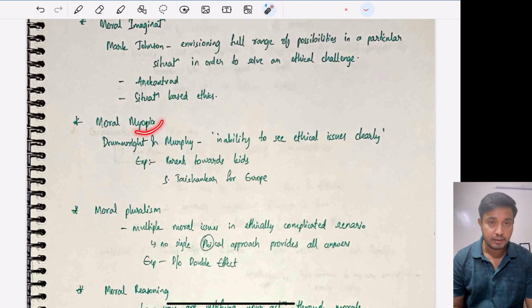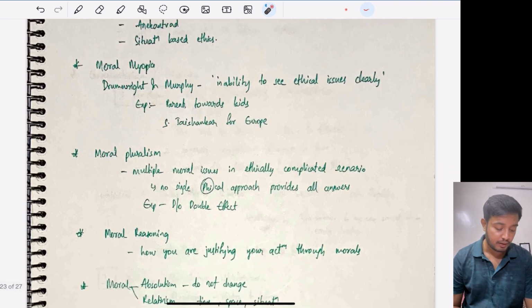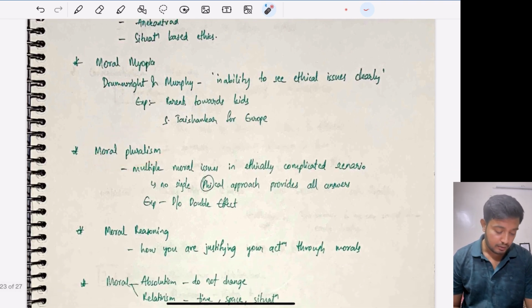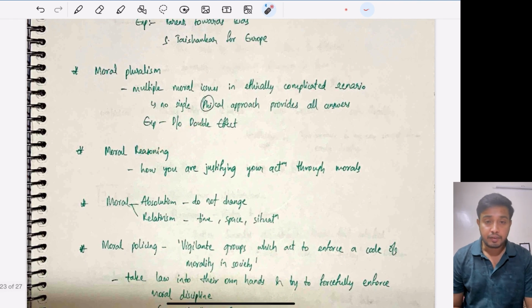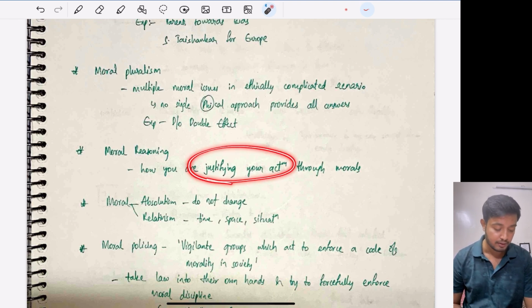Again, moral myopia is short-sightedness. We are unable to see a long-range perspective. Then moral pluralism, nothing is singular or universally correct. There are multiple moral issues in an ethically complicated scenario. So this talks about moral pluralism. Then moral reasoning: whenever you have undertaken an action and you have some doubts whether it is moral or not, how you are able to justify your actions is what is moral reasoning.